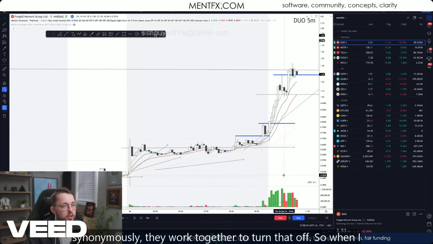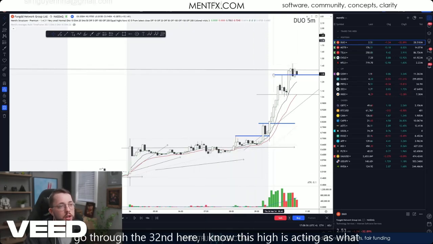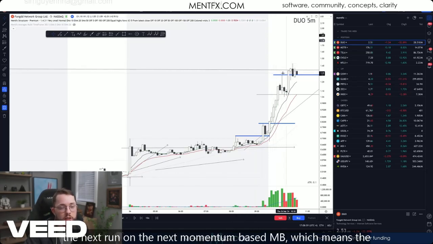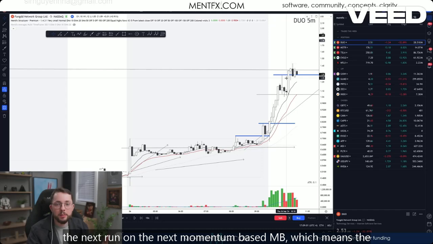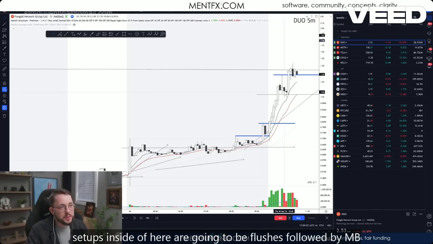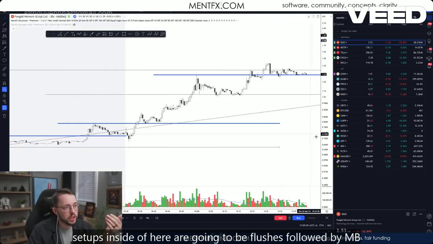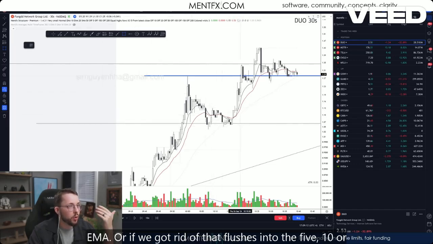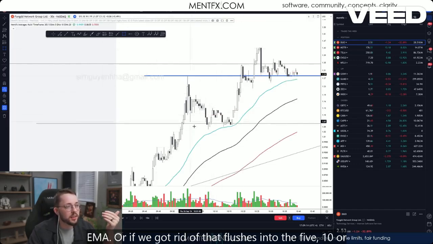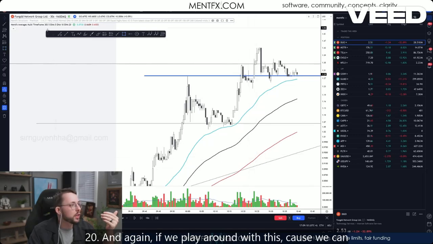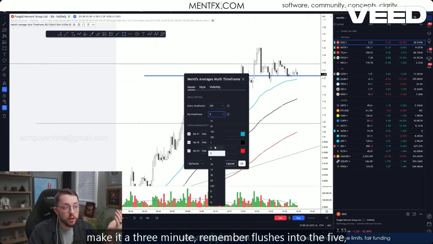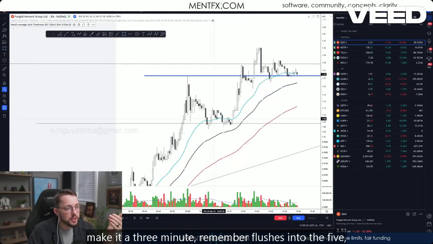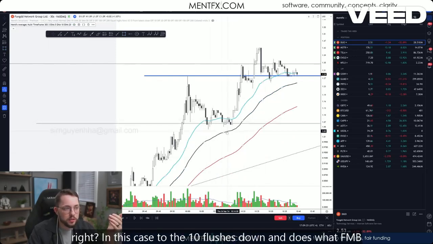Let's turn that off. So when I go through the 30-second here, I know this high is acting as what? The next run on the next momentum-based MB, which means the setups inside of here are going to be flushes followed by MB setups. And what do you see? Price flushes to the 10 and 20 EMA, or if we got rid of that, flushes into the 5, 10, or 20. And again, if we play around with this, because we can make it a 3-minute, remember, flushes into the 5, right? In this case, to the 10.